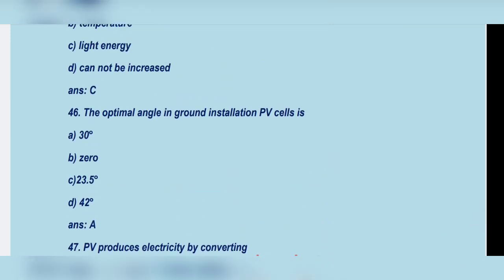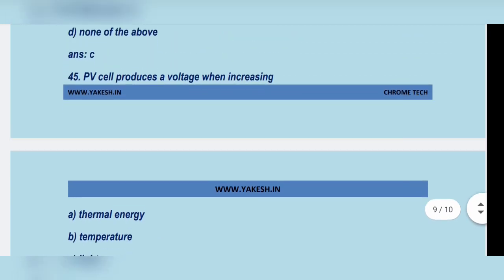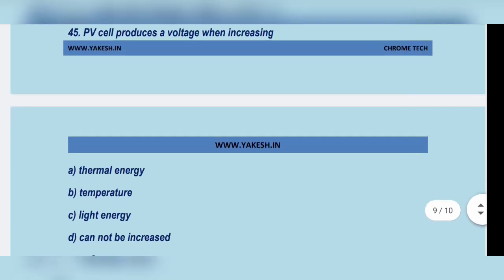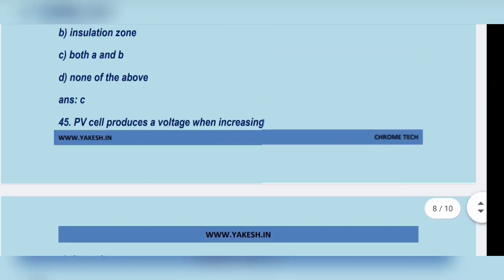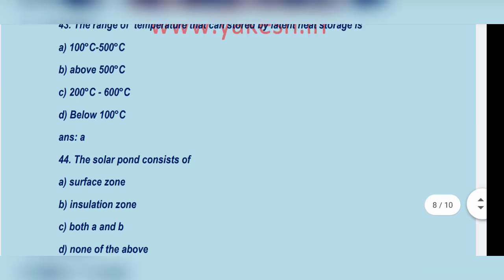The optimal angle in ground installation PV cell is option A, 30 degree. PV cell produces a voltage when increasing. Option C, light energy. Solar panel consists of option C, both A and B, surface zone, insulation zone.